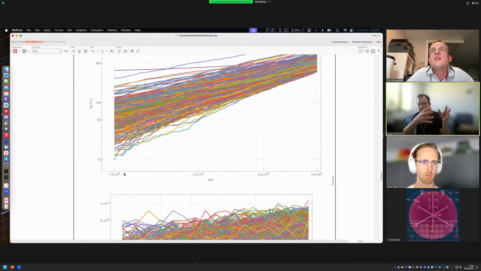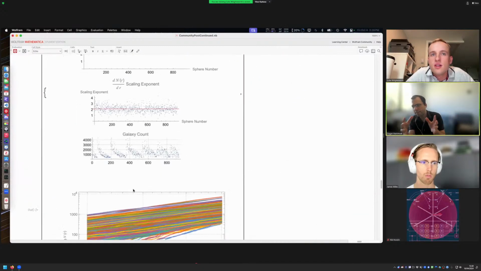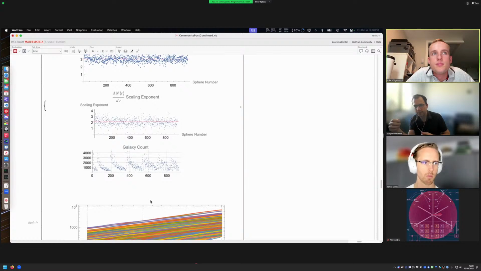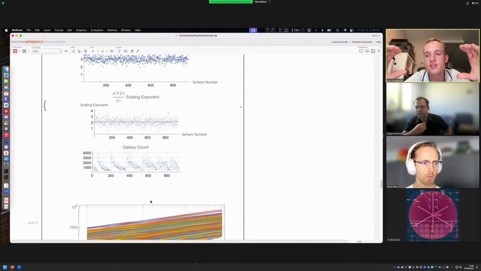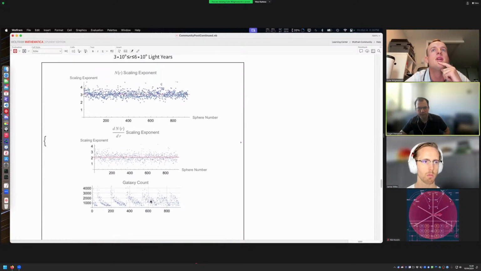You're moving the center of the space? No, it's the same sample space, but the locations would be adjusted to accommodate the different size radius. So it's like the same confined box, but different sized spheres filling the box. Okay.